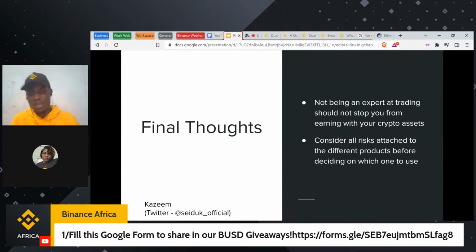The second one is to consider all risks attached to different products before deciding on which one to use. It is very important for you to weigh your risk-reward ratio. Be sure that you're able to take this risk before you consider using all these products. But in the long run, you get more benefit and more profit while holding your crypto asset.